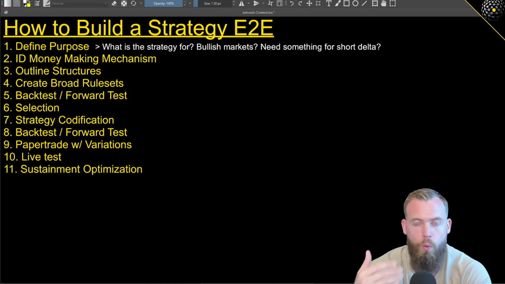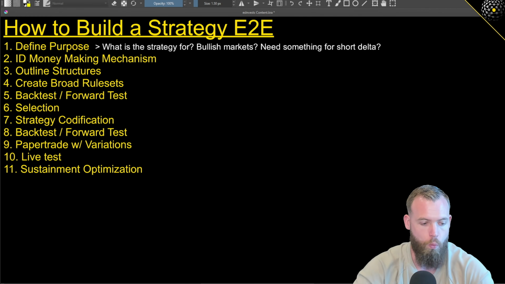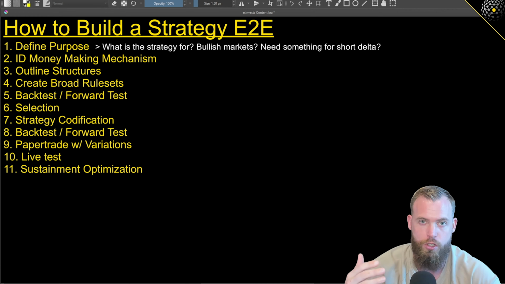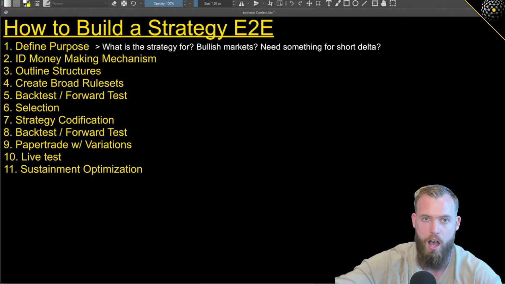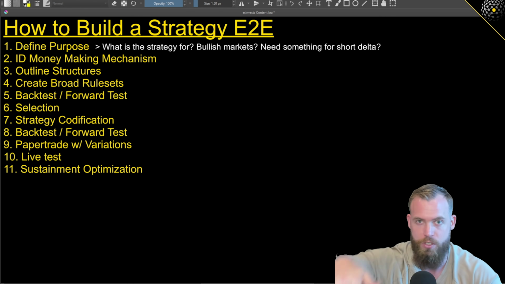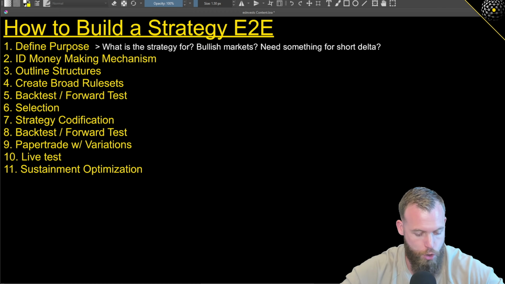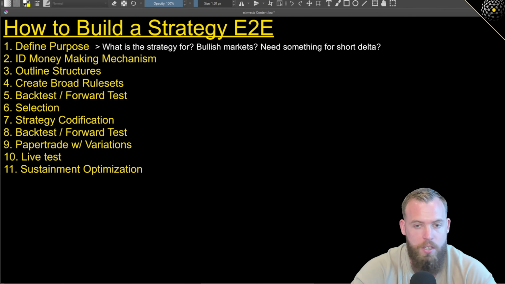We need to figure out what it is we're trying to accomplish. So what is the goal of this strategy? Are we trying to trade a bullish thesis directionally up? Are we trying to trade a bearish thesis when something's going down? Are we trying to trade volatility? Are we trying to develop something that allows us to have short beta weighted SPY deltas? You have to start with what we're even looking for here.